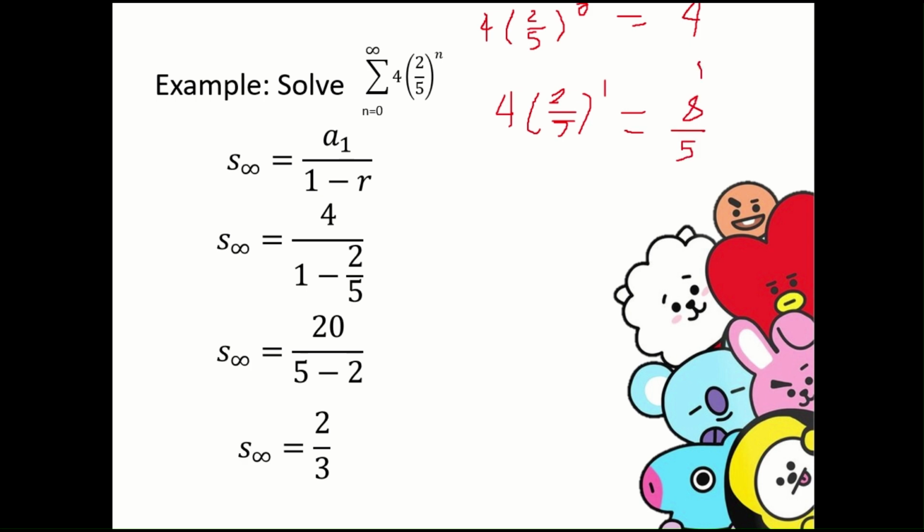Therefore, the value of our r: 4 times something is equal to 8 over 5. r here is 2 over 5 because 4 times 2 is 8, then 1 for the denominator times 5 is 5. Or 4 times 2 over 5, that's 8 over 5. Okay, so r is equal to 2 over 5. You substitute 2 over 5 in our formula, and as we type everything in our calculator, we get 2 over 3 as the final answer. And that's how we solve the sum of infinite geometric series.